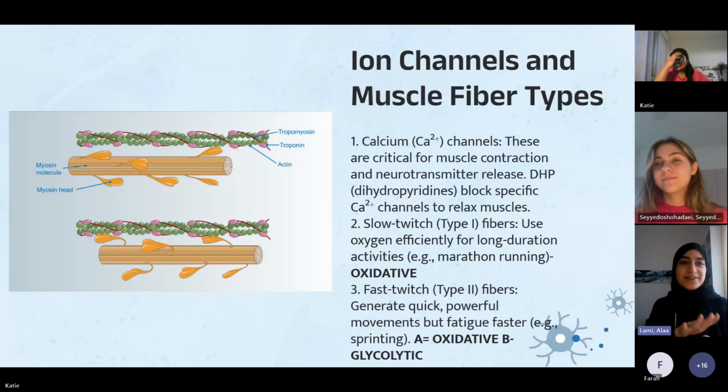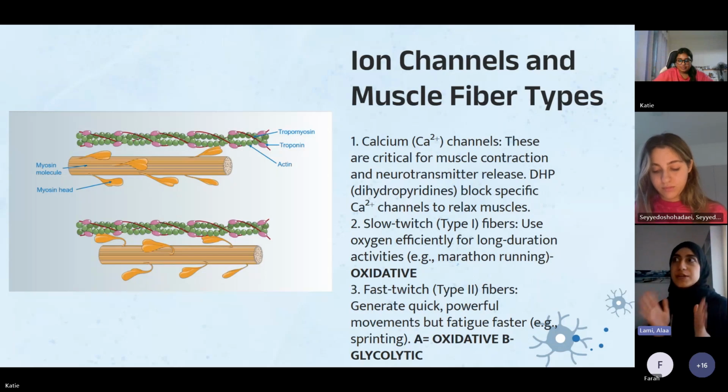All right. Now, since we said that I'm going to focus on myology, we know that a major key player in contraction is calcium. So calcium channels are critical for muscle contraction and neurotransmitter release, because without those things, we won't have muscle contraction at all. So DHP, which is dihydropyridines, can block specific calcium channels and cause relaxation of muscles. Because as we said, if there's no calcium, there's no contraction, right?